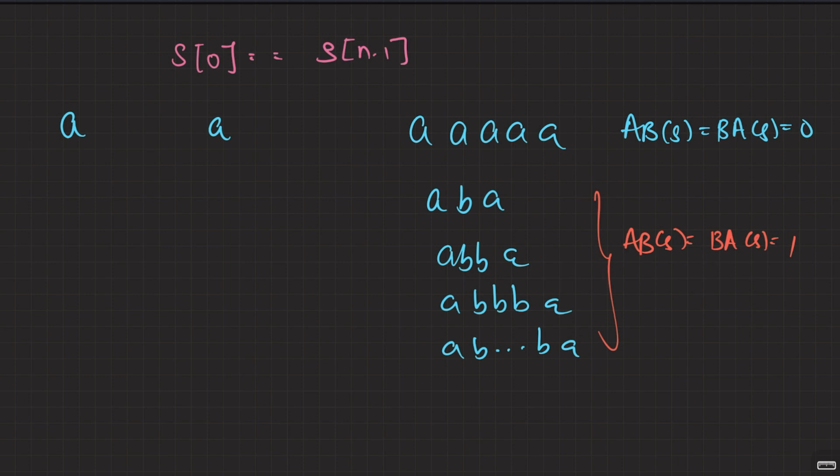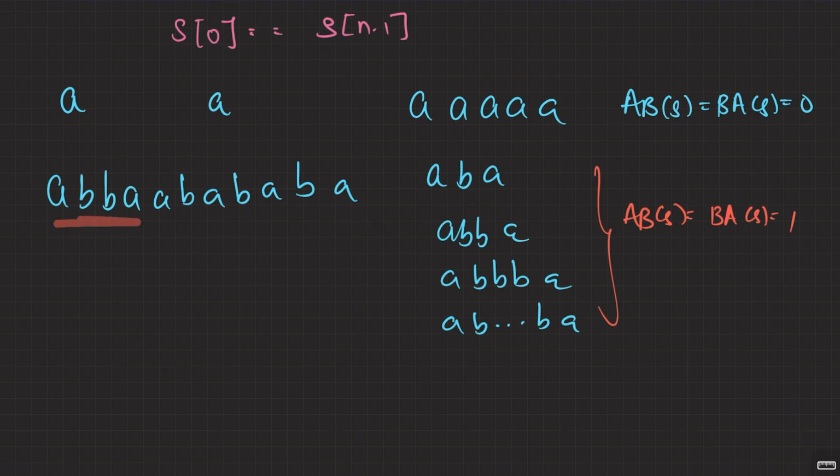Fine. Now let's take any random string which starts with A and ends with A, and these two observations will be helpful to us. Let's take something like this: A, B, B, A, B, A, B, B. It is a random string. Now notice one thing here: the number of AB and BA are the same in this segment, and this segment, and this segment, right? Why am I saying this?